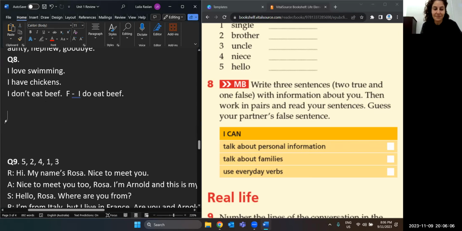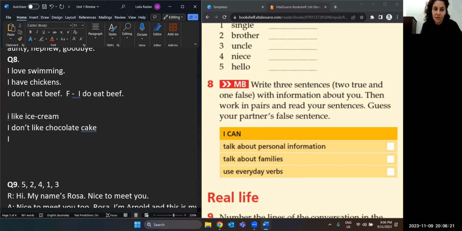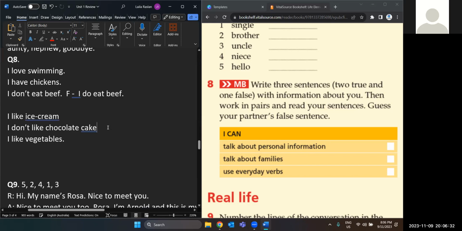Juanita. I like ice cream. I don't like cake. I don't like chocolate cake. And I like vegetables. Which one do we think is fake? Is false, I mean. Vegetables. I like ice cream. True.